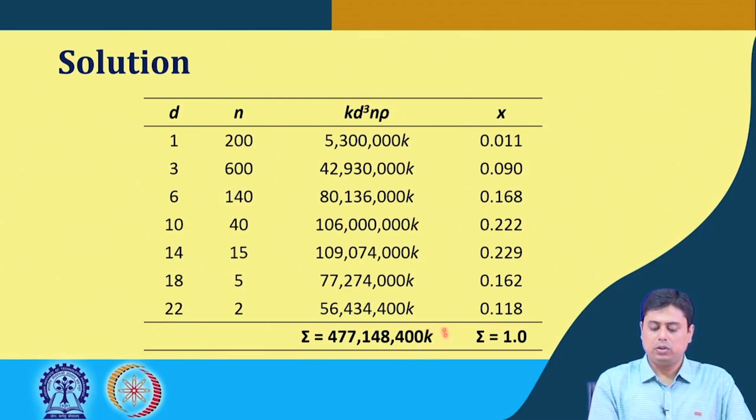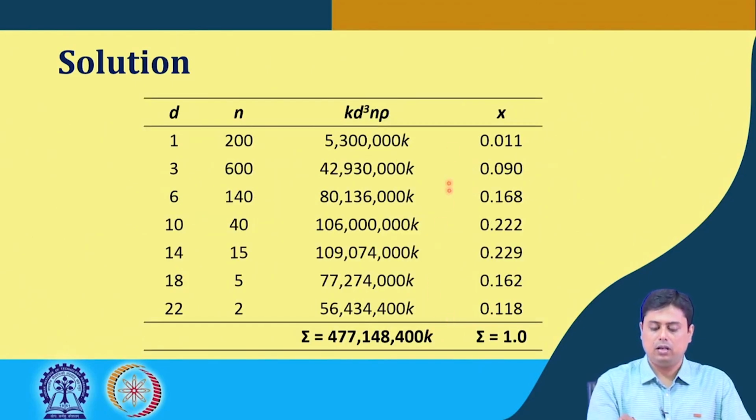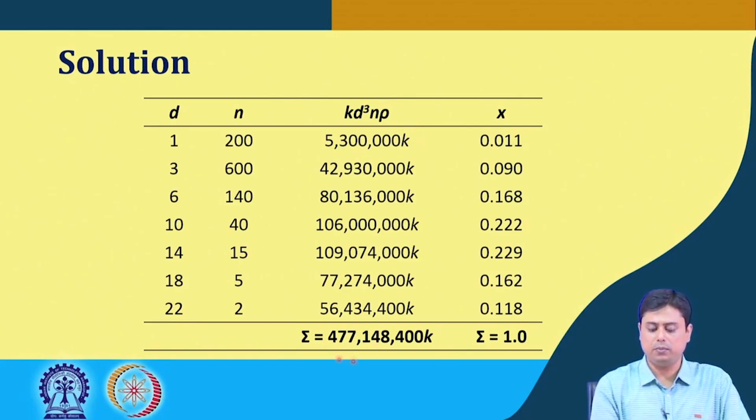Fine. So this gives this part, the denominator. This denominator is then taken into account while calculating the first value of x. So this x comes as this value divided by this value. It gives the fraction of this first component.